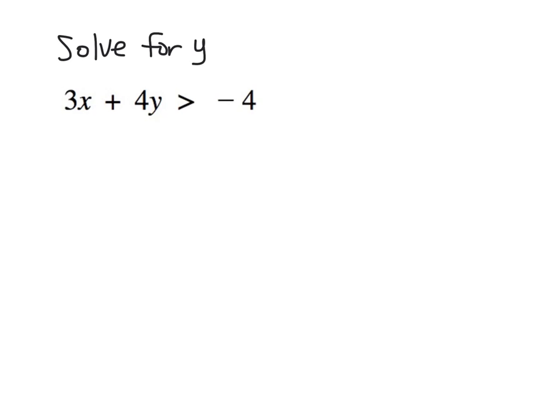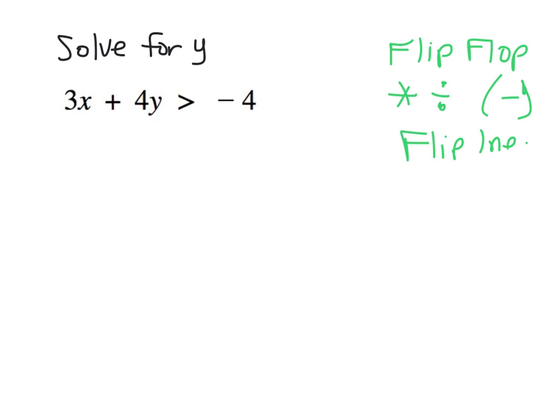In order to solve an inequality, I do the exact same process as solving an equation, except I have one additional rule. That additional rule is called the flip-flop rule. What it says is anytime I multiply or divide my entire equation by a negative number, then I'm going to have to flip my inequality. So this does not happen all the time, just some of the time.